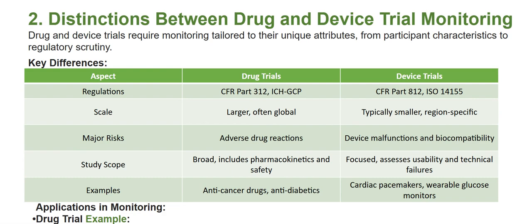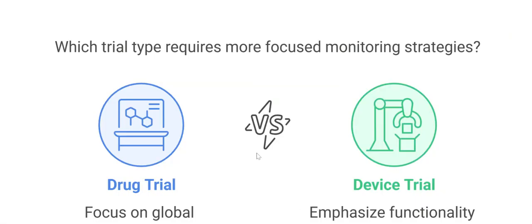While a device trial example here is ensuring the functionality and durability of a surgical robotic tool by tracking error reports from trial participants. Here is a diagram mentioning which trial type requires more focused monitoring strategies, drug trial versus device trial. Drug trials focus on global recruitment, patient recruitment, and dosage efficacy, while device trials emphasize functionality and error tracking because it's a device.